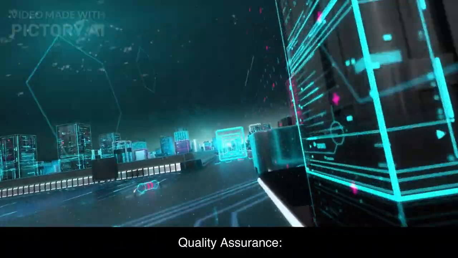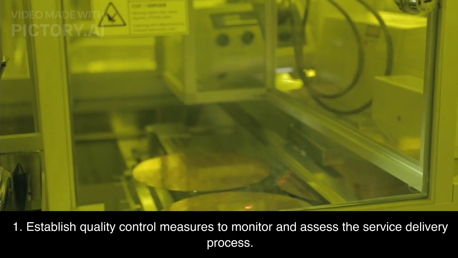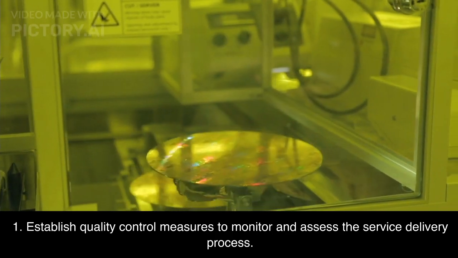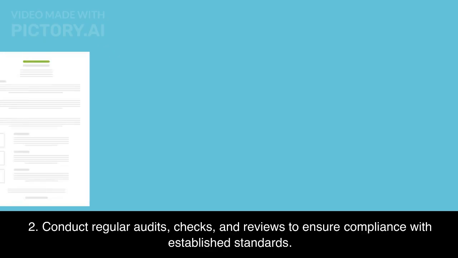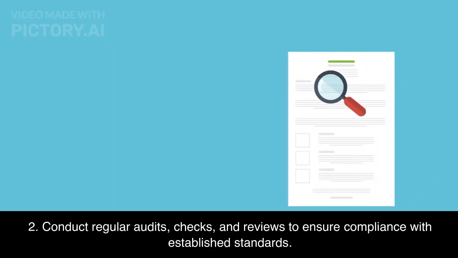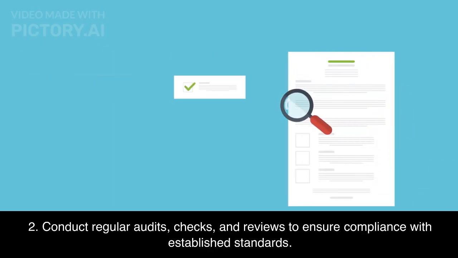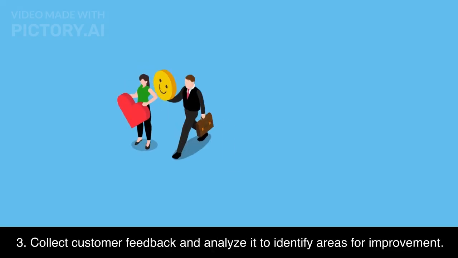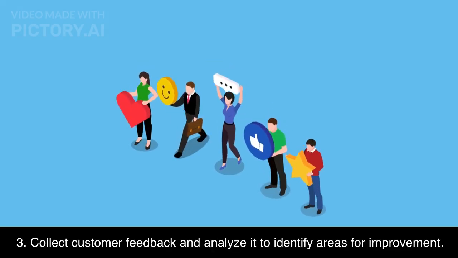Quality assurance. 1. Establish quality control measures to monitor and assess the service delivery process. 2. Conduct regular audits, checks, and reviews to ensure compliance with established standards. 3. Collect customer feedback and analyze it to identify areas for improvement.